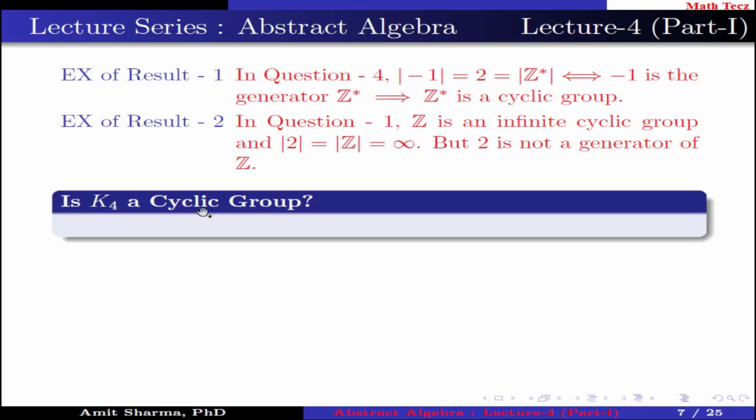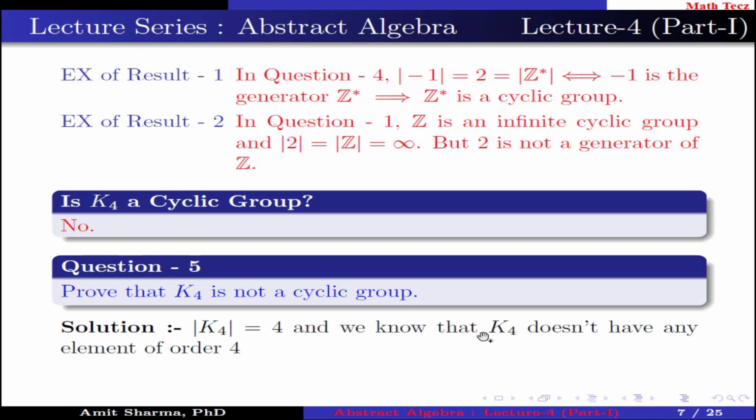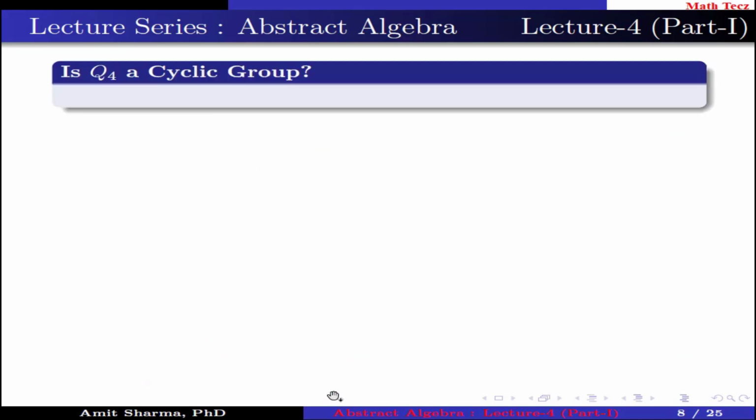Is K4 a cyclic group? Answer is no. Question number 5. Prove that K4 is not a cyclic group. Order of K4 is 4 and we know that K4 does not have any element of order 4, implies there does not exist any element which will be a generator of K4, implies K4 is not a cyclic group. Next is, is Q4 a cyclic group? Answer is no.